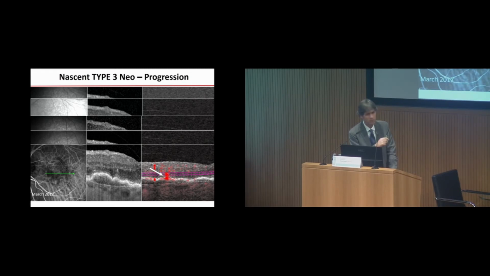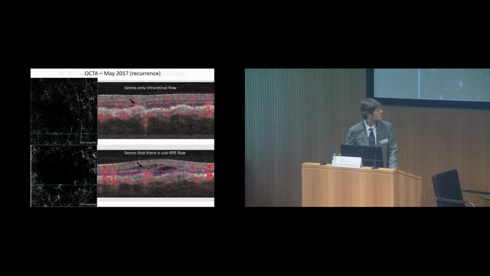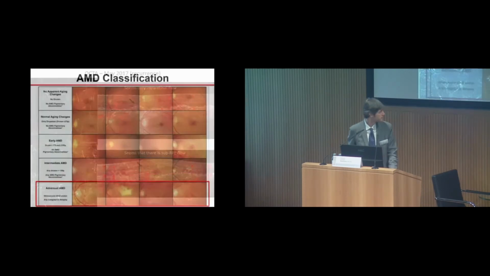And now we can follow these cases over a long time with the help of OCT-A, combining multimodal imaging, of course. This is the same case after treatment. So you have the sub-RPE component, you have the retinal component. Once you do treatment with anti-VEGF, there is no more flow in the sub-RPE space and no more exudation. Once there is recurrence, you have again this sub-RPE component and exudation, of course.